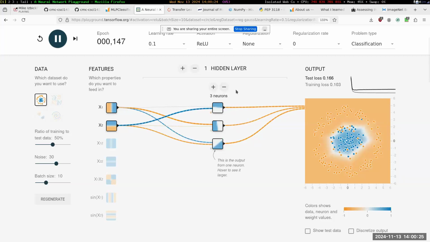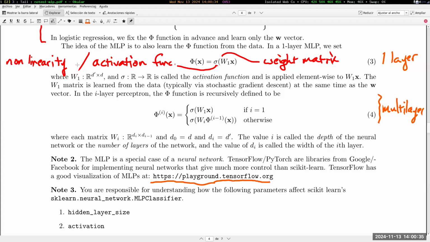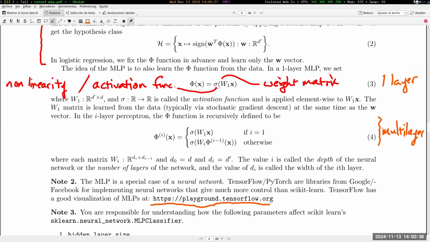Question? Yeah, so are we learning the sigma function? The question is, what exactly are we learning here? And the answer is, in the notation over here, it's these W matrices that are the parameters being learned. The sigma function is something that is fixed in advance.